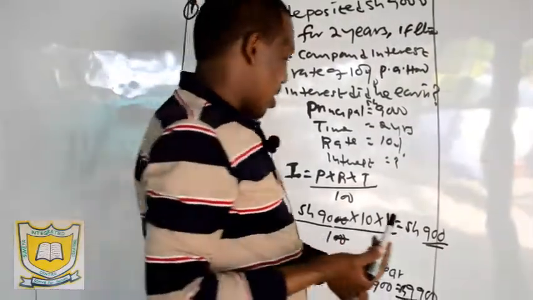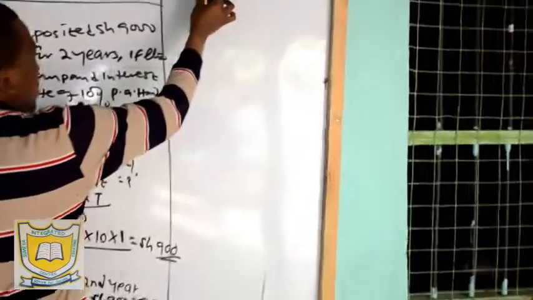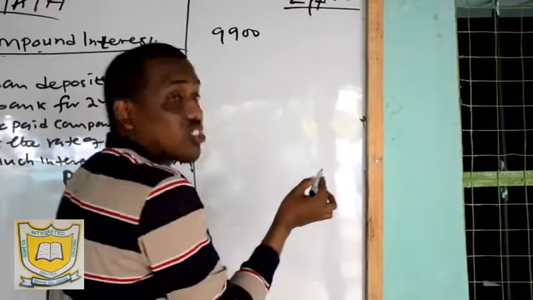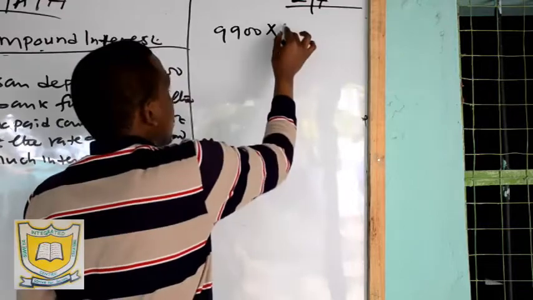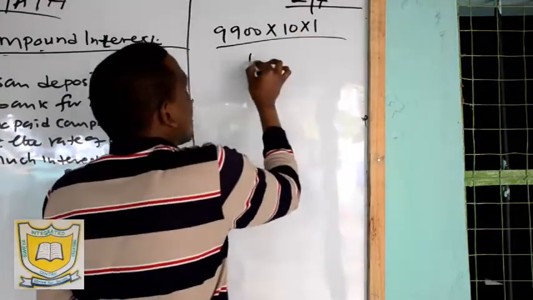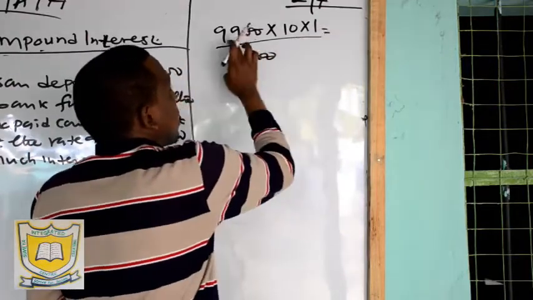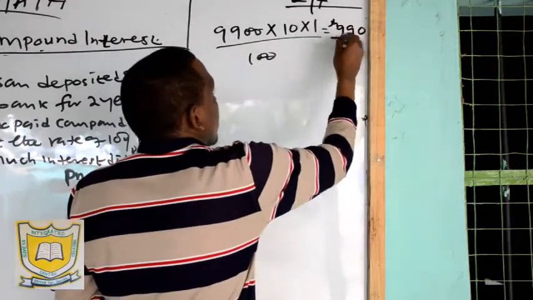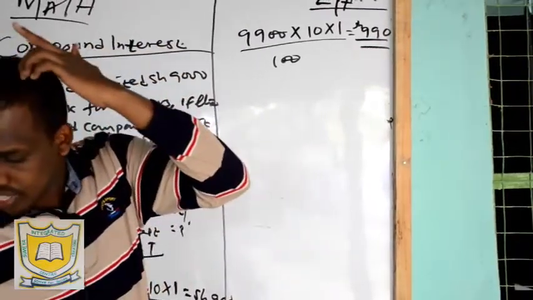Let us get now the interest of the second year. We say 9,900, that's the principal for the second year, multiplied by rate. Rate is the same still, we have 10, times time, the second year, over 100. We cancel. Then here you will get 99 times 10, which is 990 shillings. That is the interest of the second year.